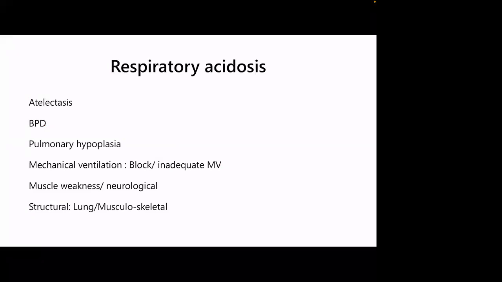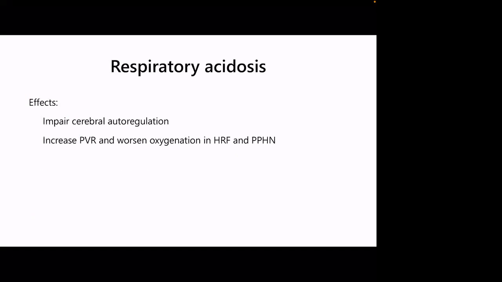Next is respiratory acidosis, which can be there because of atelectasis, BPD, pulmonary hypoplasia. In mechanical ventilation, if there is a block or inadequate minute ventilation, there is muscle weakness, or neurological and structural lung or musculoskeletal issues. The effects of respiratory acidosis are that an increase in carbon dioxide will cause impairment in cerebral autoregulation, and it can also cause an increase in the pulmonary vascular resistance and will worsen oxygenation in hypoxic respiratory failure as well as in PPHN.